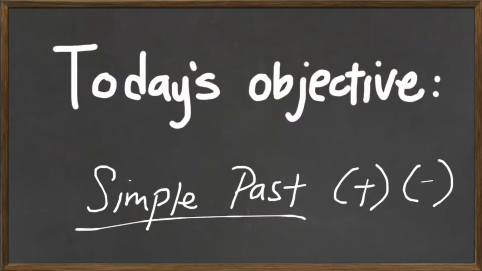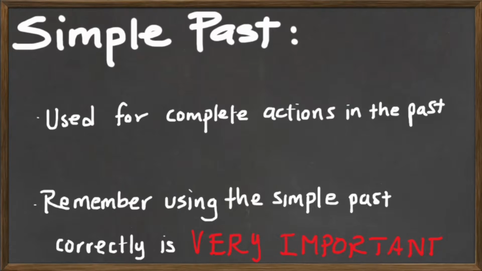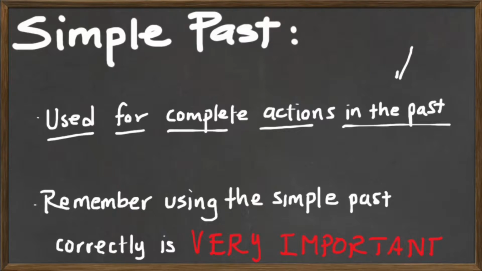Sounds simple, but it is also very important. We will cover only the affirmative and the negative this time around. Next unit, we will be covering the question forms. Okay, the simple past, its definition: it is used for complete actions in the past, obviously. But the thing that is not always obvious is that these actions are complete. They started and finished in the past. Later on, this will become more logical to you.